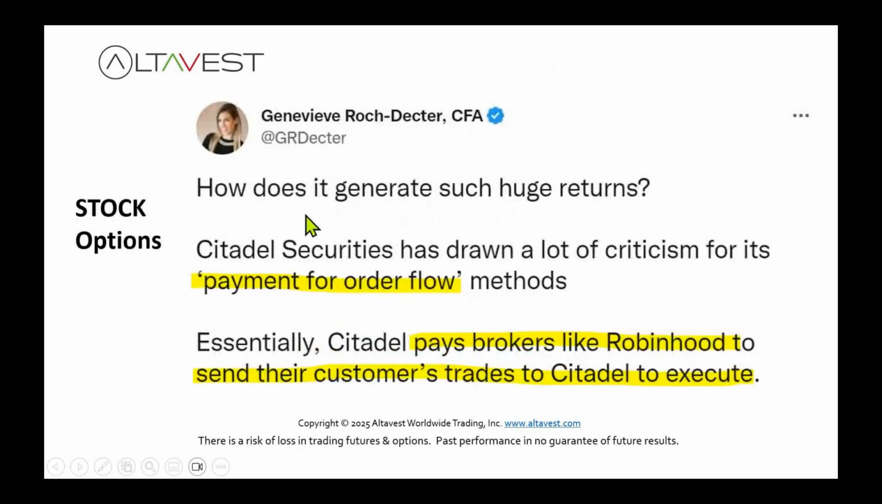It asks how they generate large returns here. It says Citadel Securities has drawn criticism for payment for order flow. They pay brokers like Robinhood to send customer trades to Citadel to execute. So when you're placing an order, it's not your brokerage firm that's filling the order. It's sent at the speed of light to a third party like Citadel. They're a market maker, and they execute and fill the order, and it flows back to you. But they pay for that privilege to fill your order, and that's because they take the bid-offer spread.